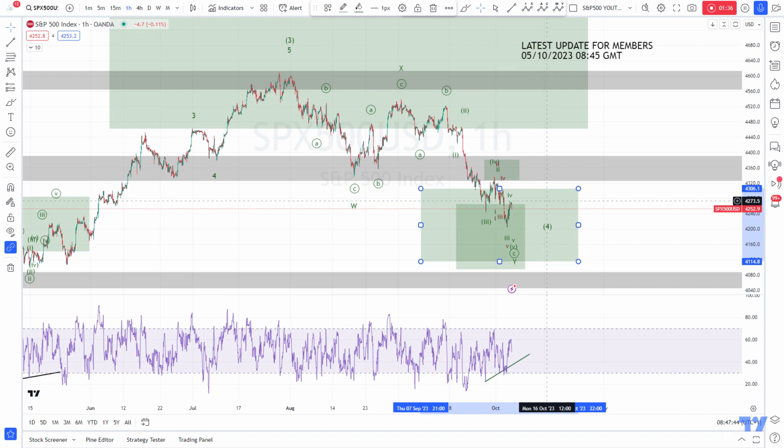I won't discuss the higher time frame today. This is something I will focus on tomorrow or during the weekend. So WXY structure down, and so we are in the reversal areas. These are areas from where we can expect a move up.